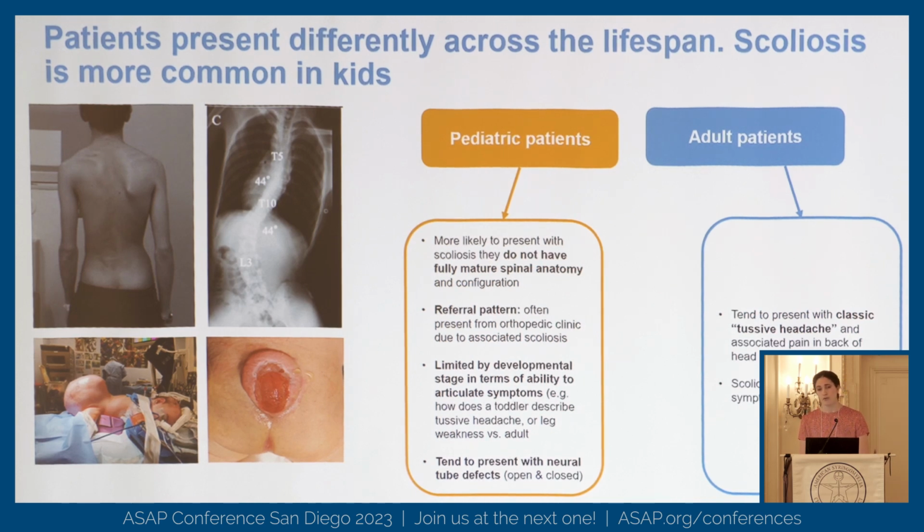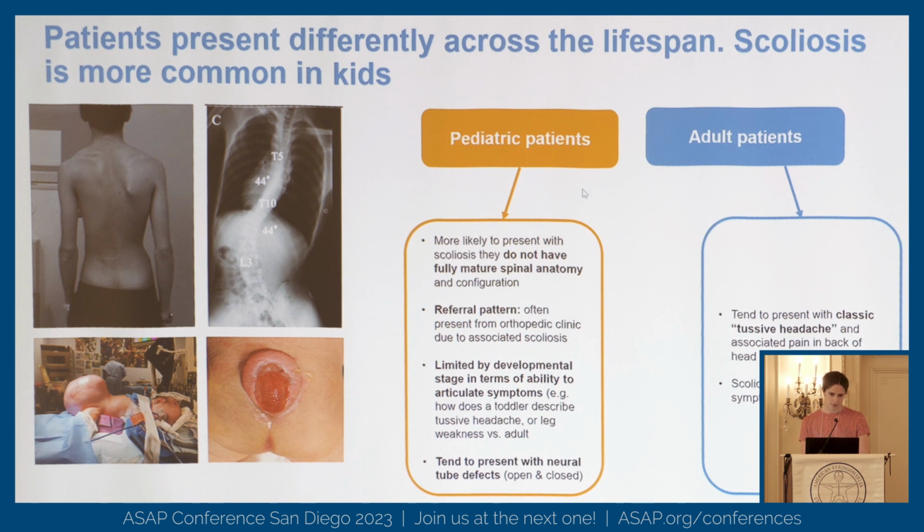And also children, of course, are going to show up to our clinic with neural tube defects much more commonly than adults will. Like I said before, adult patients will tend to show up more with these tussive headaches as the most common presenting symptom. Scoliosis is going to be much, much less common.